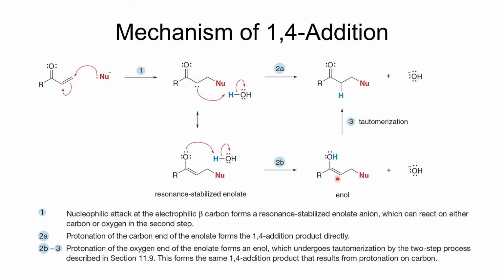it doesn't really matter. We call this 1,4 addition. And the reason we call it 1,4 addition is because of this. We've added the nucleophile to one carbon, and to the 4 position, we've added the hydrogen. Then it tautomerizes, and we get our alpha beta addition.